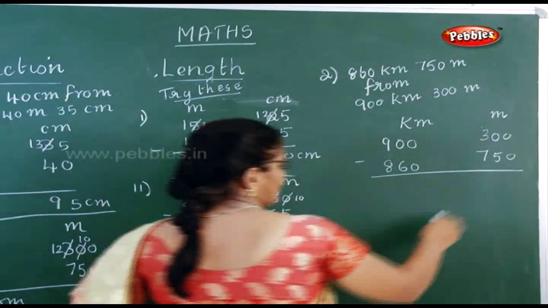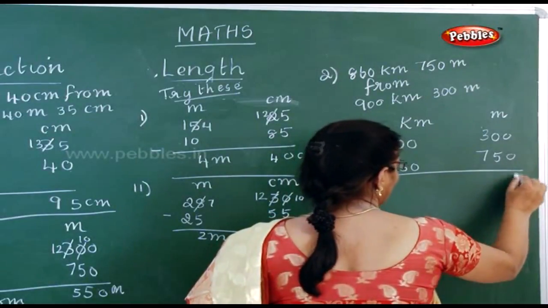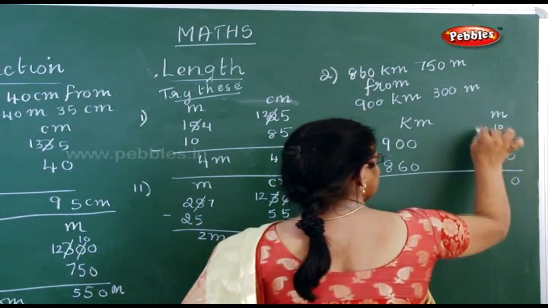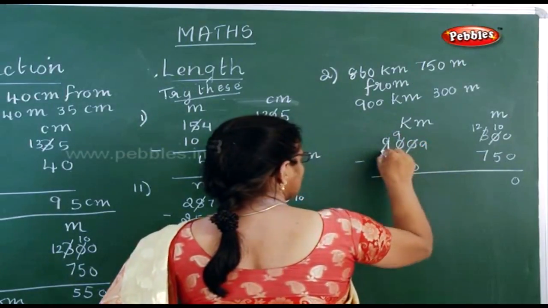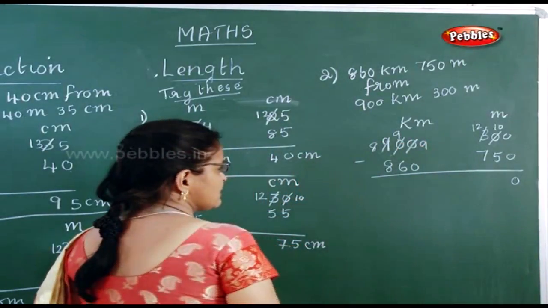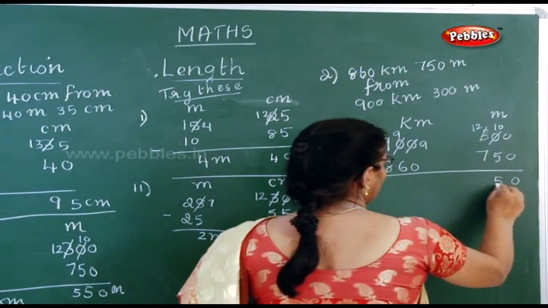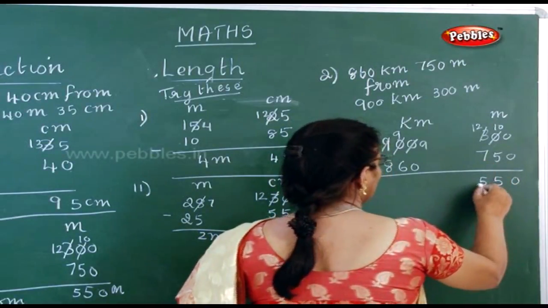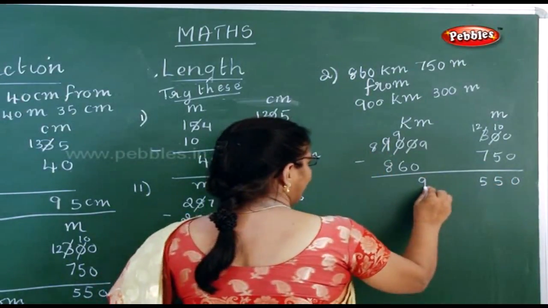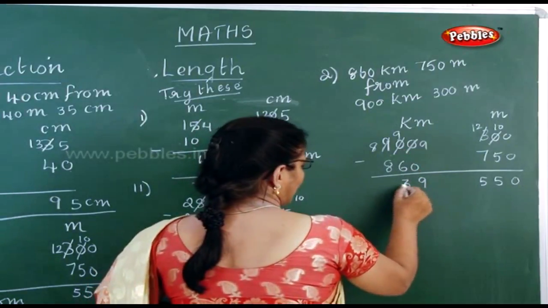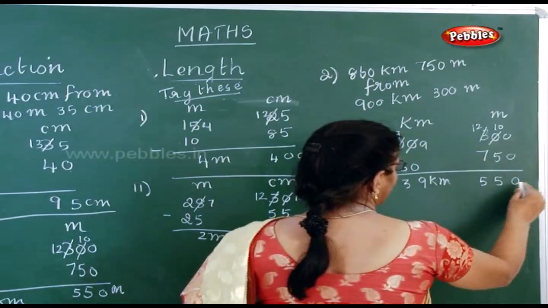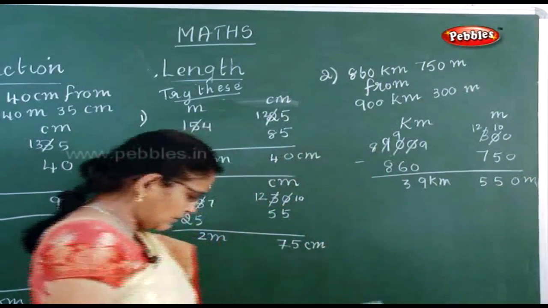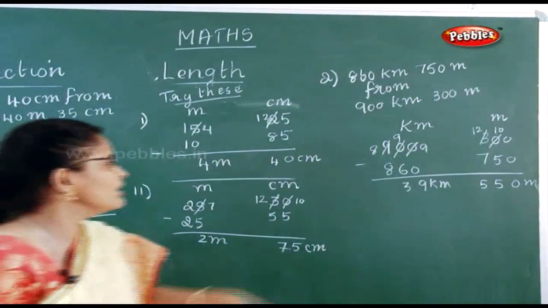Minus. So 0 minus 0 is 0. This will become 10 and this will become 12. This will become 9 and this will become 9. This will become 8. Now what is the answer? 10 minus 5 is what? 5. 12 minus 7 is 5. Now what is 9 minus 0? 9. 9 minus 6 is 3. 8 minus 8 is 0. So you will write 39 kilometer and 550 meter.